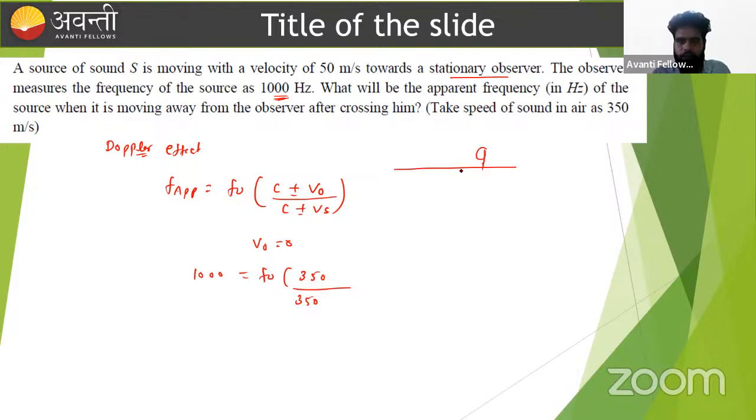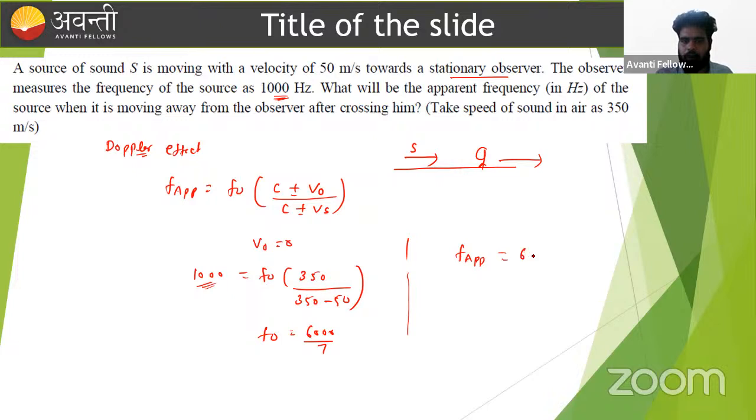This is the situation: the source is coming toward the observer. It means that to maximize the frequency, we have to minimize the denominator, so we put a negative sign here, which gives 350 minus 50. Here we get the value of f naught, which is 6000 upon 7. Then the source moves in the other direction, and f apparent is computed from f naught, which is 6000 upon 7.